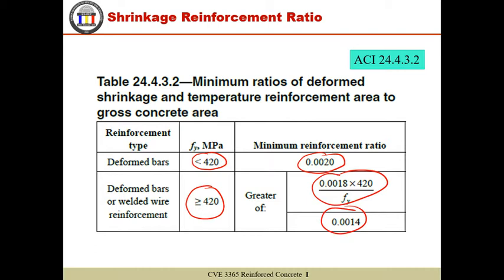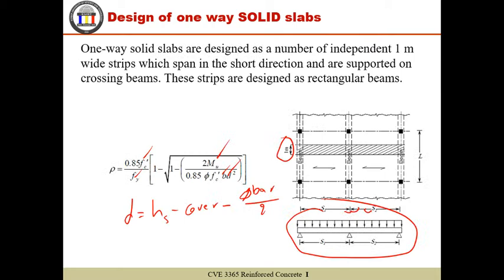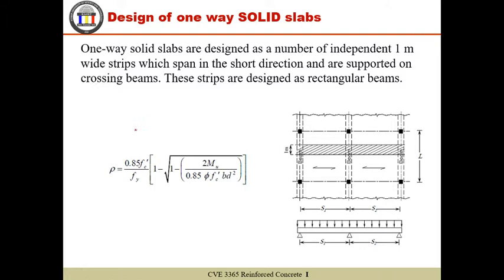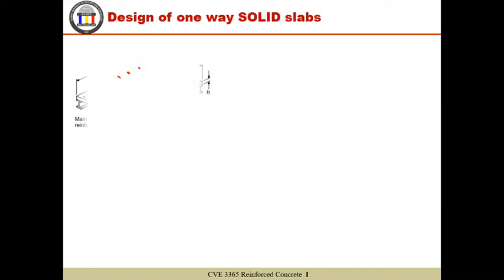So you don't need to find any moment, because when you talk about the shrinkage reinforcement or secondary reinforcement, you are not talking about moment. That's why just use this table. And also regarding the main reinforcement, the reinforcement in the short direction, the code says that the rho for the short direction should be greater than or equal to the rho in the long direction.